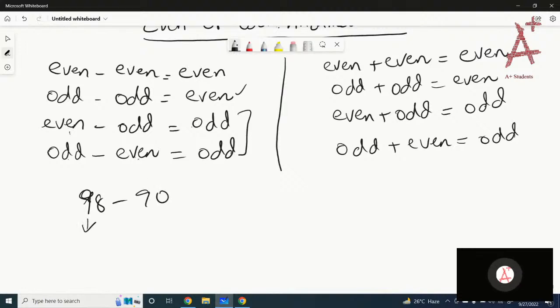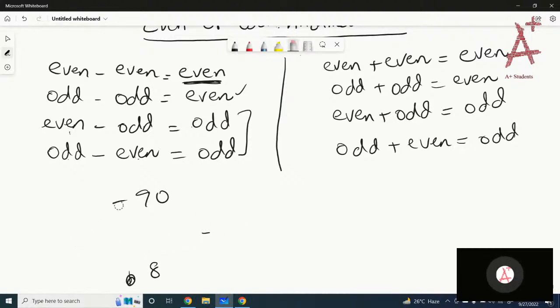So 98 is even or odd? Yes, it is even. Good. What about 90? 90 is even or odd? It is even. So when subtracting two same numbers, the answer must be even. You can check by subtracting. 98 minus 90 is 8. 8 is an even number. Got it? So the correct option is even. Select the correct option and click on the OK button.